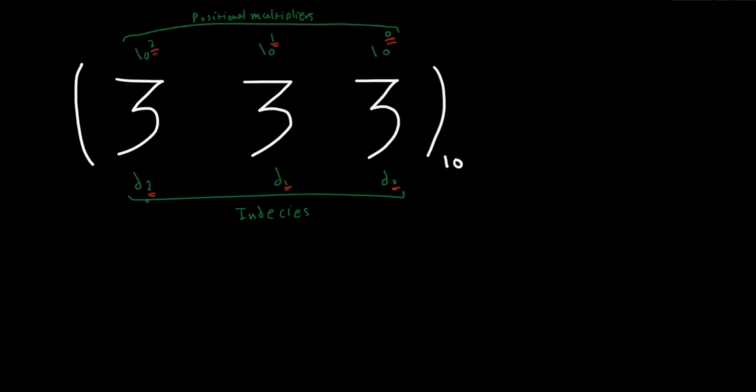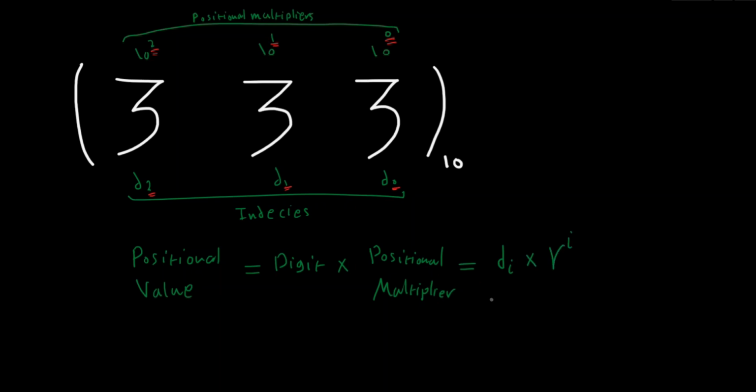But what do we use these for, right? Why are we talking about positional multipliers and indices? We use that for something that is called positional value. A positional value of a digit gives you the weight of the digit, and it equals the digit times the positional multiplier for it. And that equals the digit times r to the power i. For example, we have 3 times 10 to the power 0, which equals 3. Or we have 3 times 10 to the first to express the weight of digit 1.